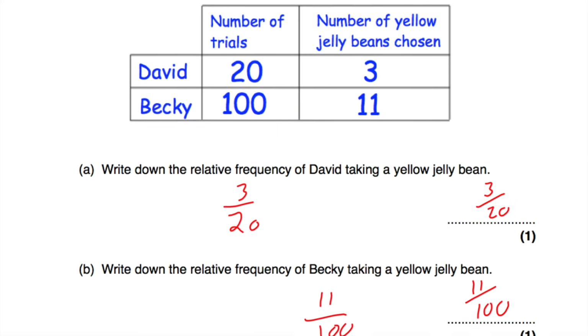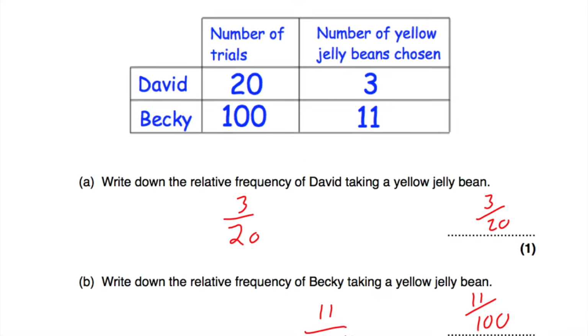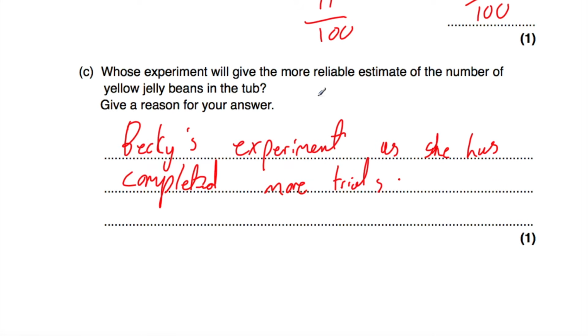So if we have a look here, David only did 20 trials, whereas Becky did 5 times as many. She did 100 trials. So her estimate's going to be more reliable than his because she did the experiment more times. Because the more times you do something, you get a better picture of what's happening. So that means that her results are more reliable. So let's explain that. And that's it. I'm going to just explain that Becky's experiment is better as she's completed more trials. She's done this experiment more times, so her results would give us a better estimate of how many yellow jelly beans are in the tub whenever she works it out.